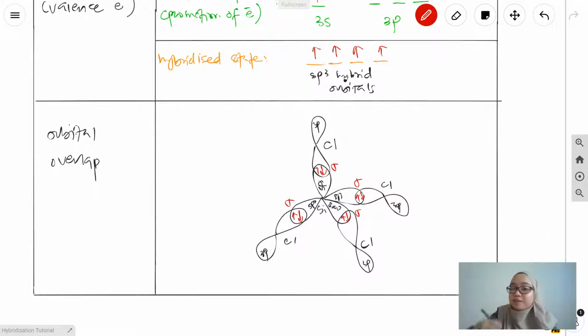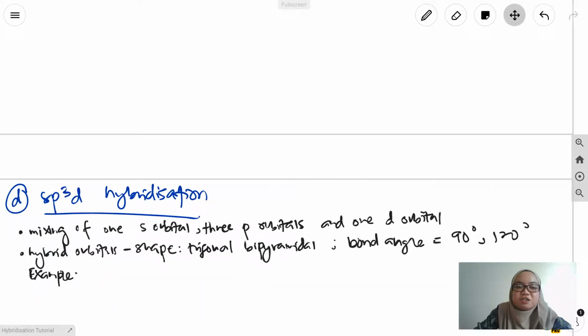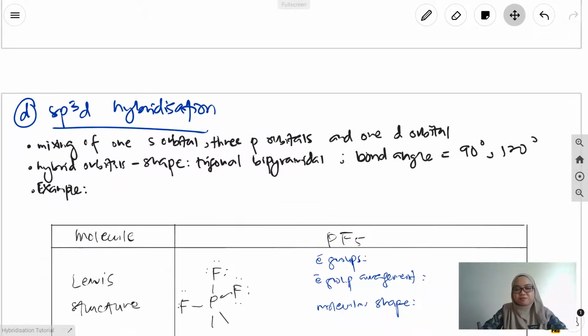Alright, so for explanation, we can explain like this. The formation of sigma bond is formed by the overlapping of one sp3 hybrid orbital of Si atom with one 3p orbital of chlorine atom. Okay, you can do it like that. Alright. Okay, now we move on to sp3d hybridization.